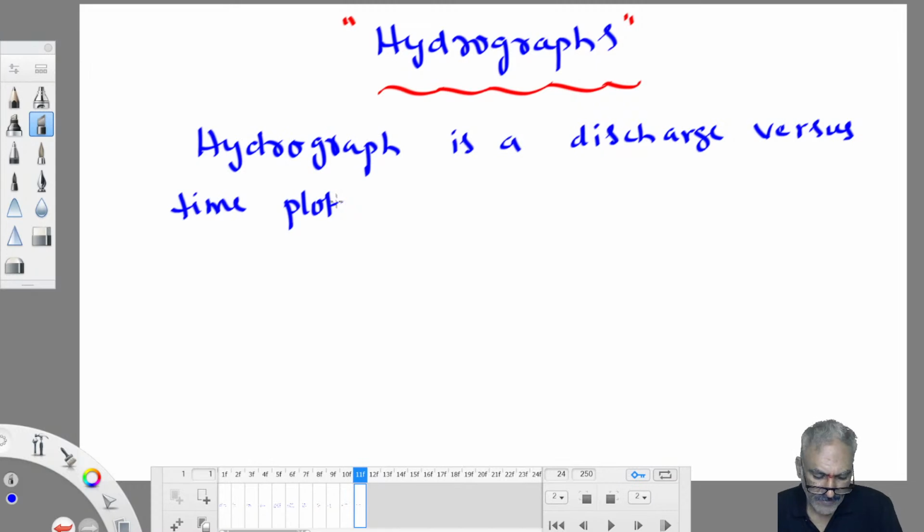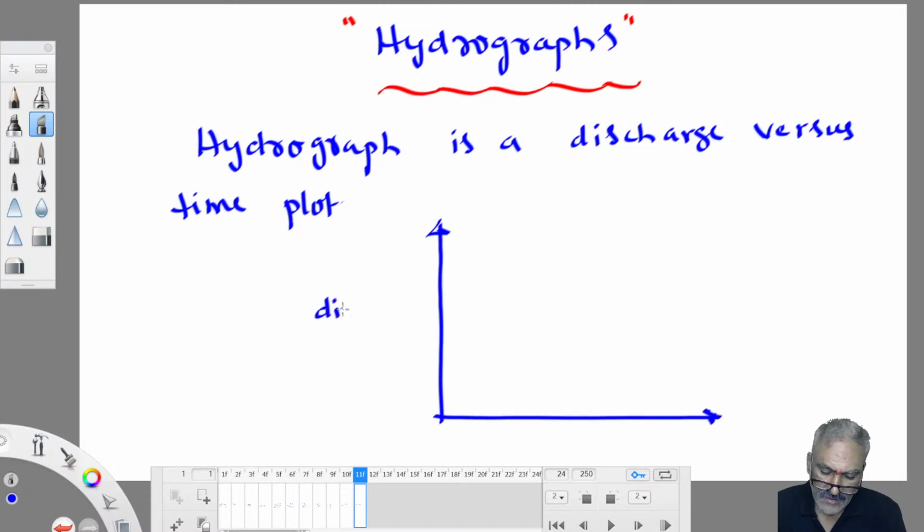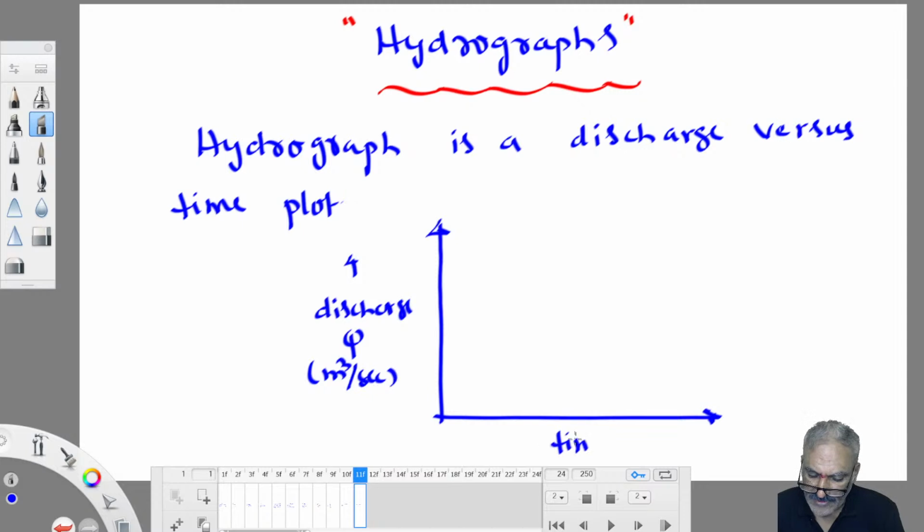A hydrograph is a discharge versus time plot. It is nothing but a discharge versus time plot. Something like this. Discharge Q, normally we express discharge in which unit system? Meter cube per second. Time T, we express in which unit system? Normally in hours here. Discharge versus time plot. In what way is it linked to the topic runoff component? That's what you need to learn. If you see the hydrograph, its shape is something like this.